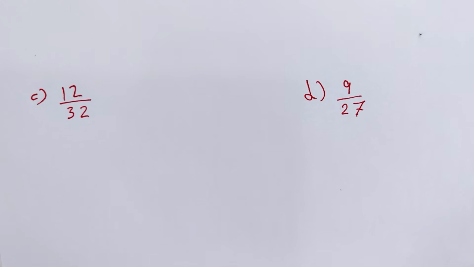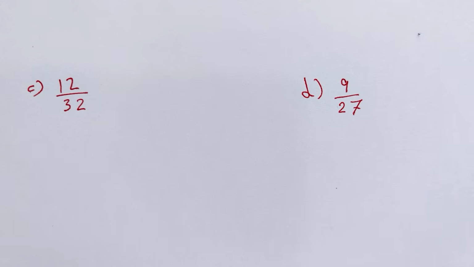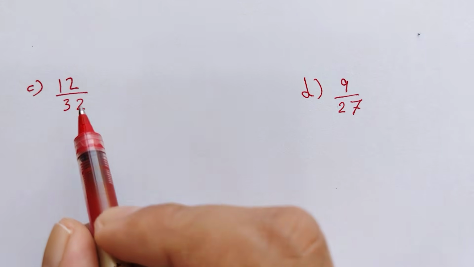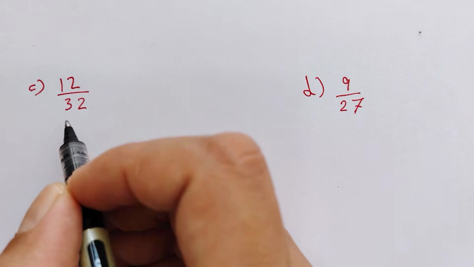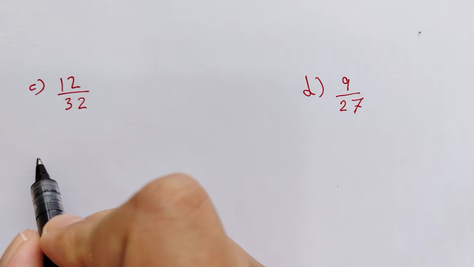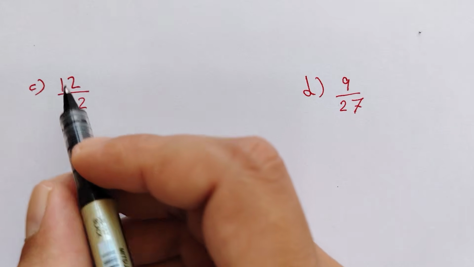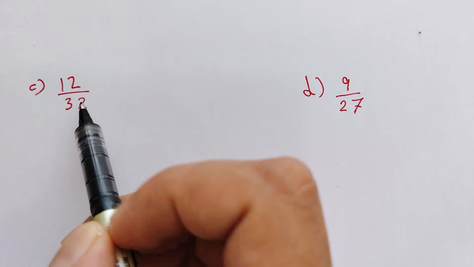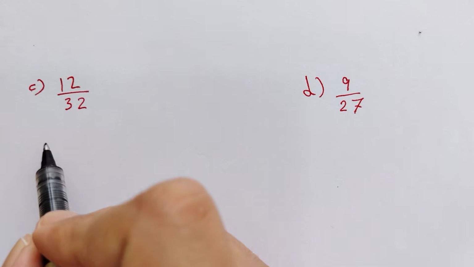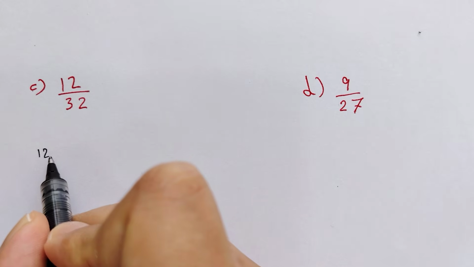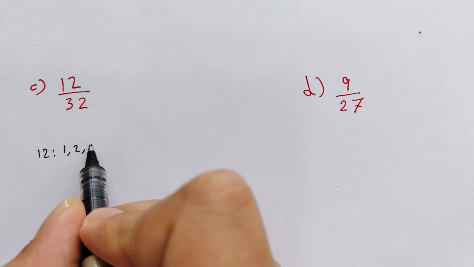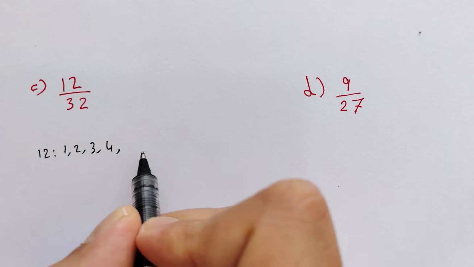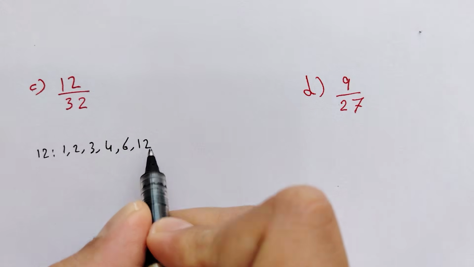Okay. I want you to pause the video and do this example yourself. I'm gonna start solving in 3, 2, 1. Now, 12 over 32, we can do it directly by knowing that both of them are even. We can do that, or we can write the factors of 12, the numerator, which is 1, then 2, then 3, then 4, 6, and 12.